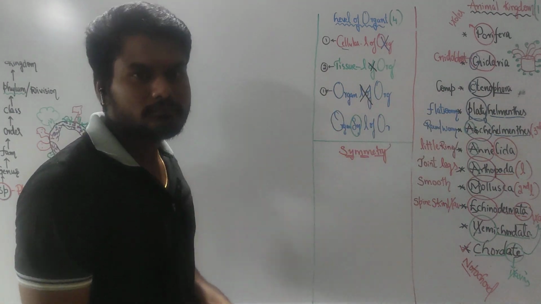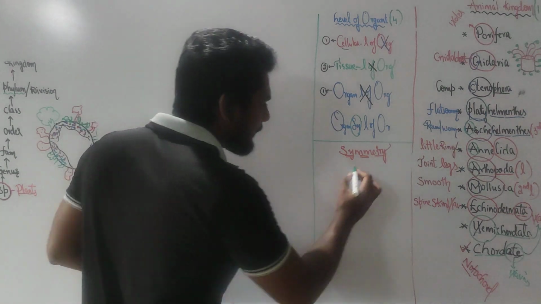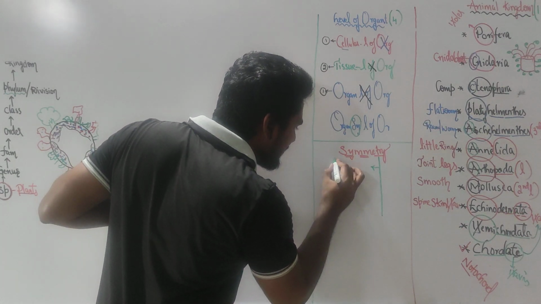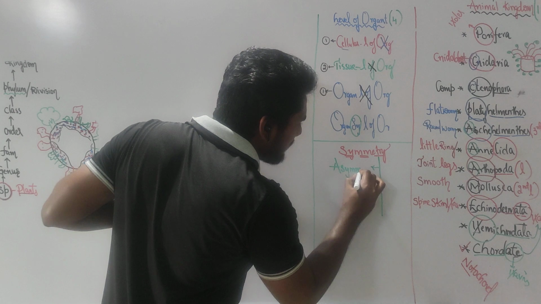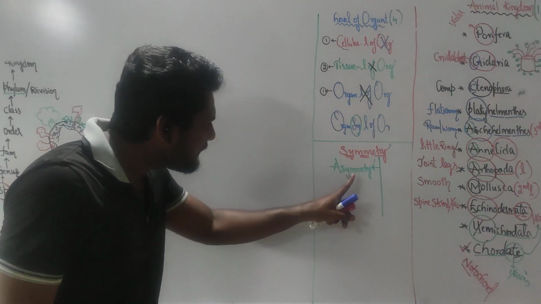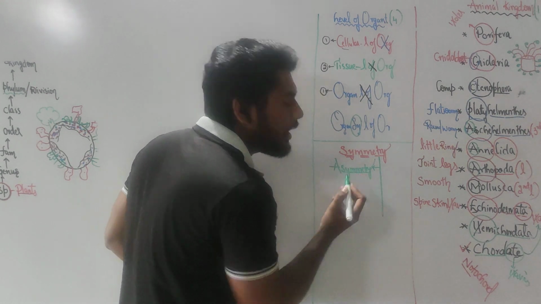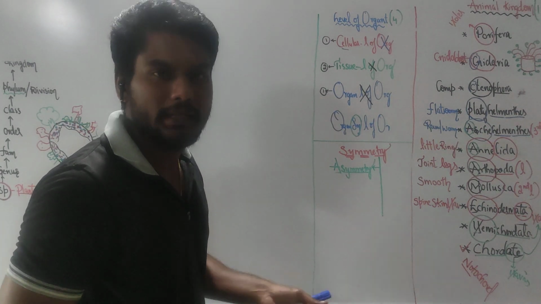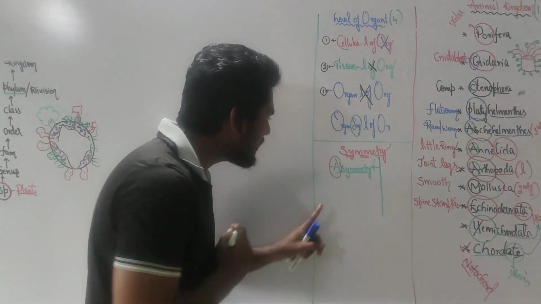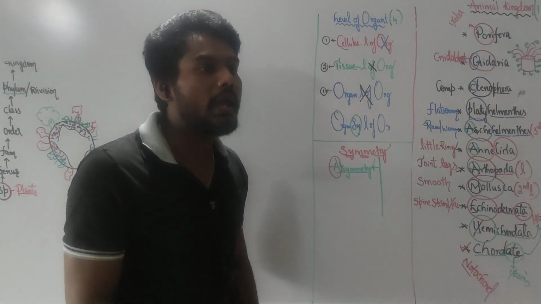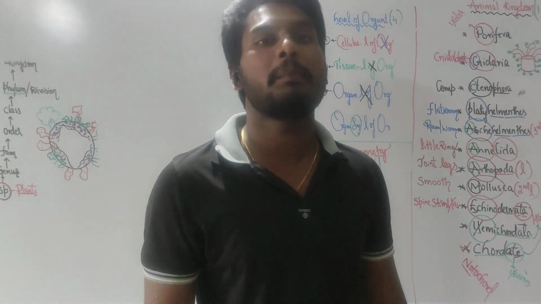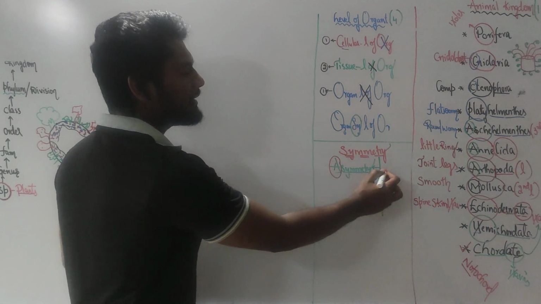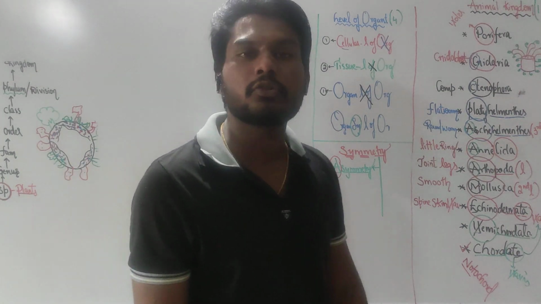How many types of symmetries did I tell? 3 types of symmetry. What are they? The first type of symmetry is asymmetry. Symmetry means the organisms which can divide into 2 equal halves. Then what is A here? A indicates absent, meaning whenever you cut these animals, they are not dividing into 2 equal halves. In that animal, symmetry is absent. That is called asymmetry.